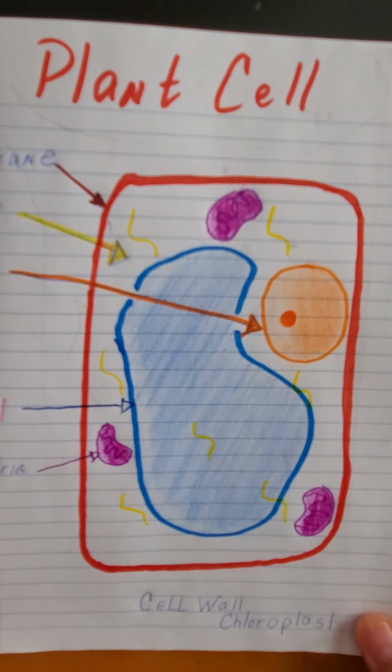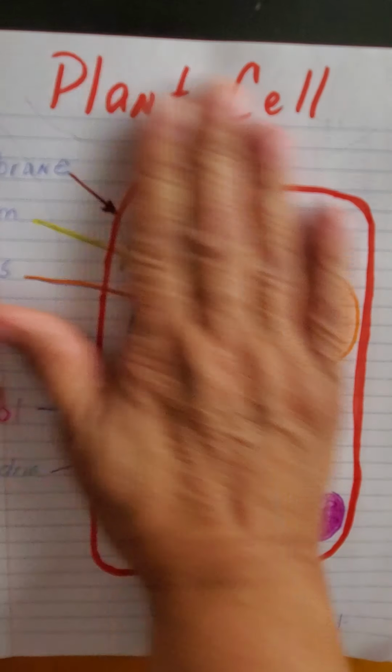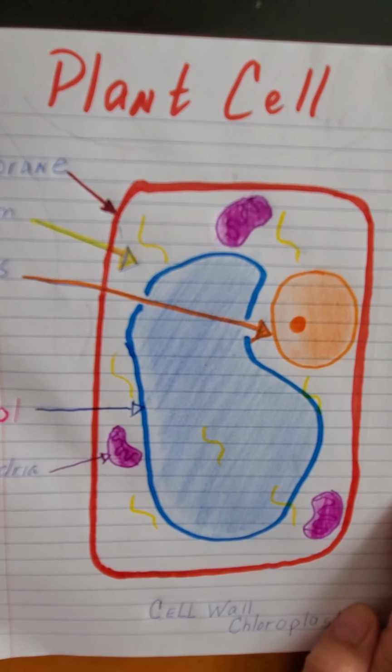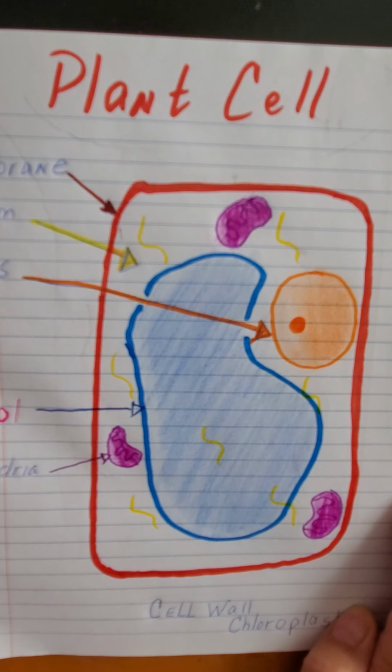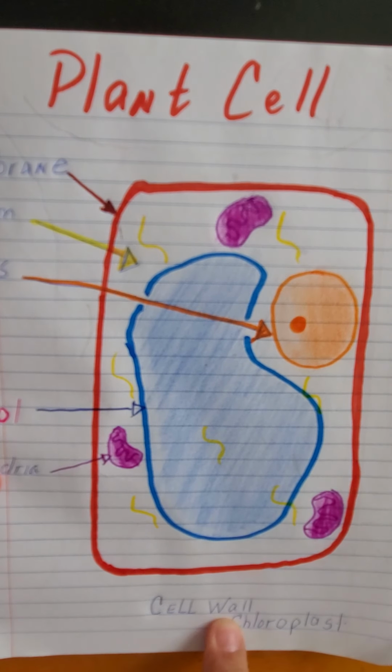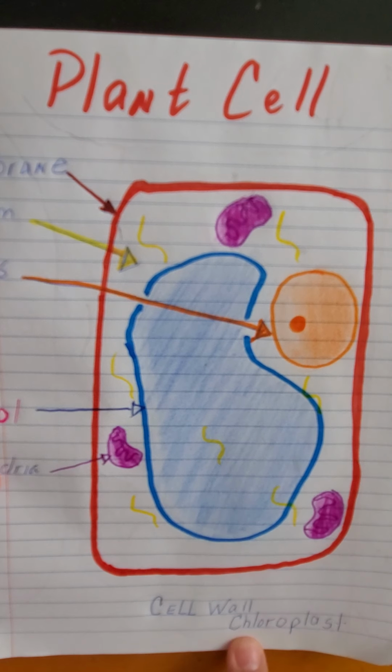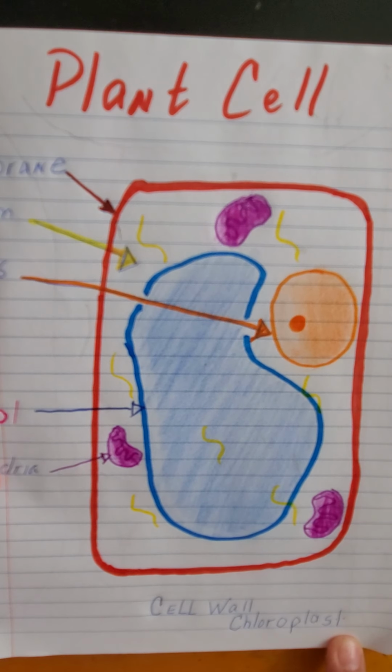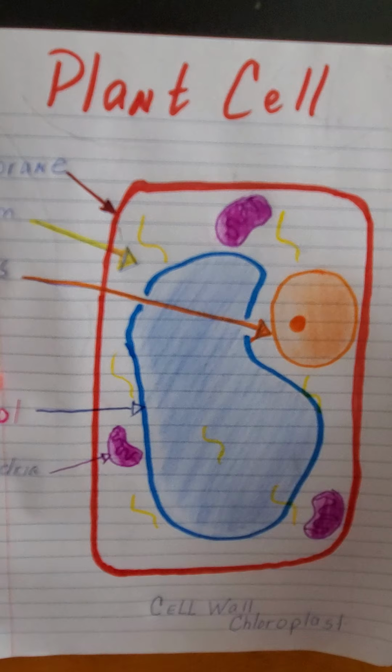Today we're going to be talking about the last two organelles that we're going to cover in this unit. And you notice I'm only going to be using the plant cell side of our notebook because both of the organelles that I'm going to talk about are only found in plants, not in animals. So the first one is cell wall, and the second one is called chloroplast. So I'm going to start with the cell wall.